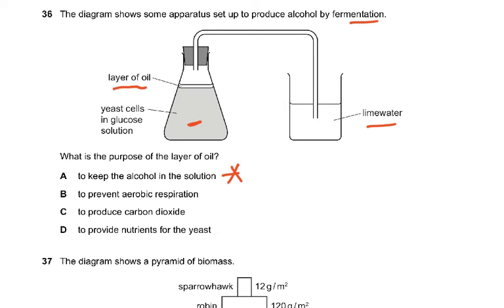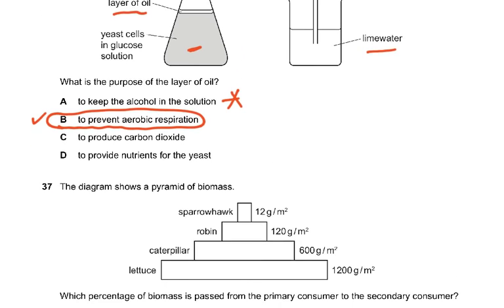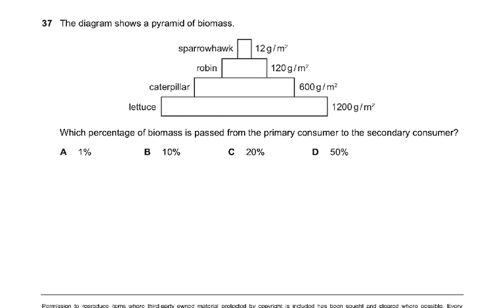Why? Because it is apparatus used to produce alcohol, and alcohol cannot be produced by aerobic respiration. So this is the correct answer. To produce carbon dioxide? No. What would we use carbon dioxide for? We want alcohol to be produced to provide nutrients for the yeast. Now, how can a layer of oil provide nutrients for the yeast? So it's a very simple question, but it's really confusing if you get confused by it. Then it says question number 37.